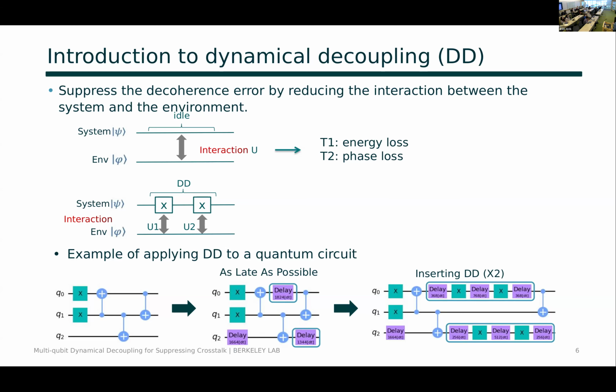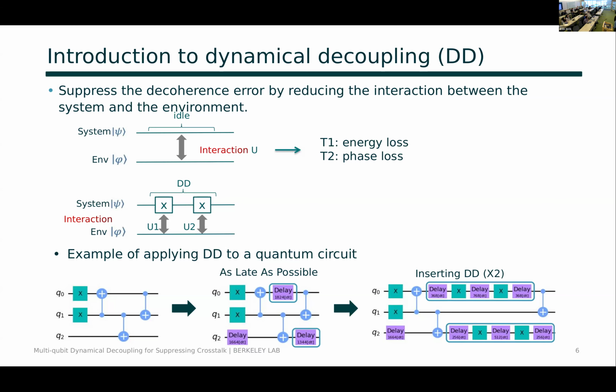It tries to suppress the decoherence error by reducing the interaction between the system and the environment. Here's an example. We have a single-qubit quantum system. During the idle period, it has some interaction with the environment, so the system will lose its information. Then we can try to insert some DD sequence during the idle period. They are implemented as single-qubit gates, and they can reduce the interaction to protect the quantum system.